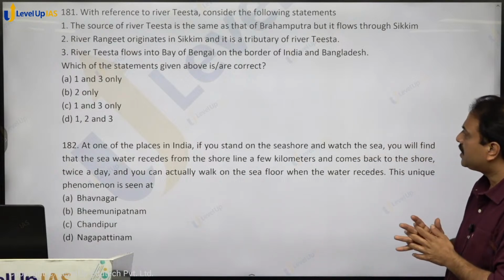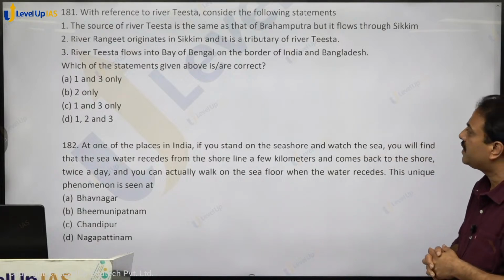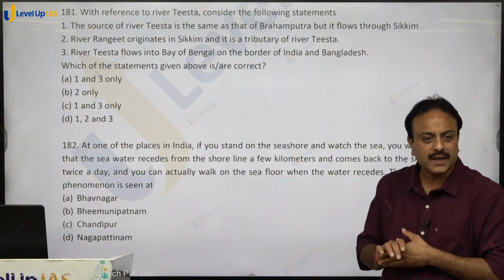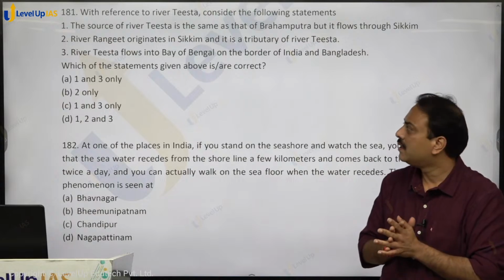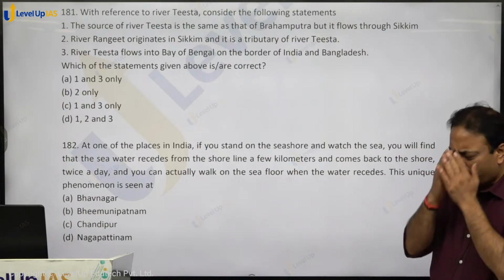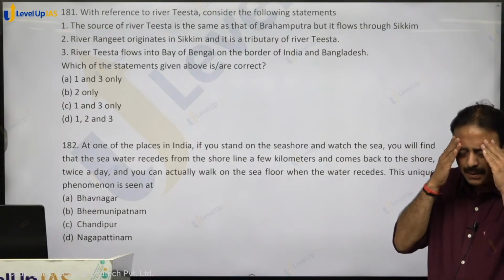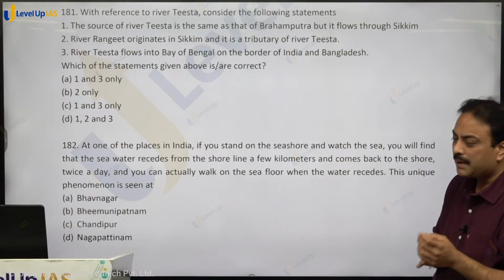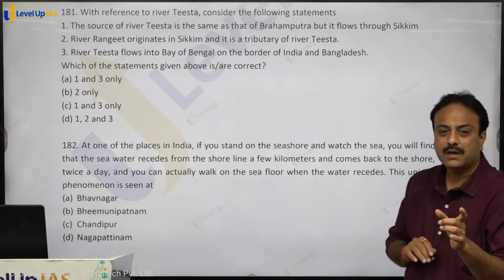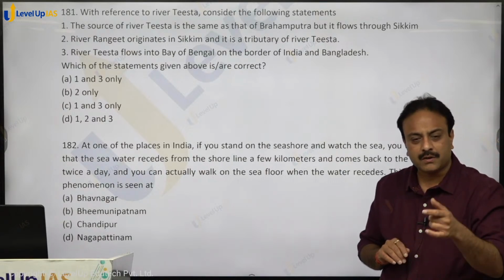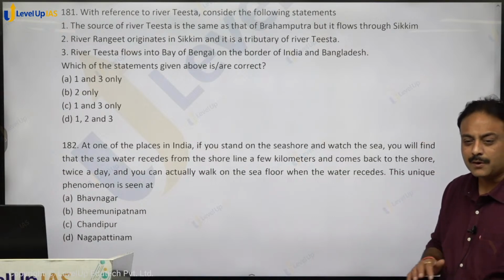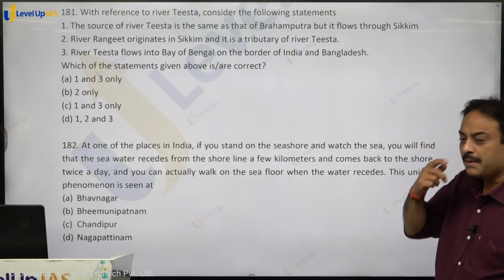With reference to river Tista, consider the following statements. The source of river Tista is the same as that of Brahmaputra, but it flows through Sikkim. Incorrect. Sources are different. Tista flows from Solamo Lake, Brahmaputra from Chema Yangnung Glacier. And Chema Yangnung Glacier has also become disputed. There is one theory which says that it is not originating from Chema Yangnung Glacier. But as of now it is Chema Yangnung. So the source of Tista and Brahmaputra is not the same.